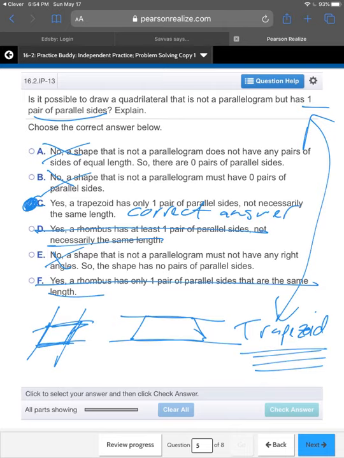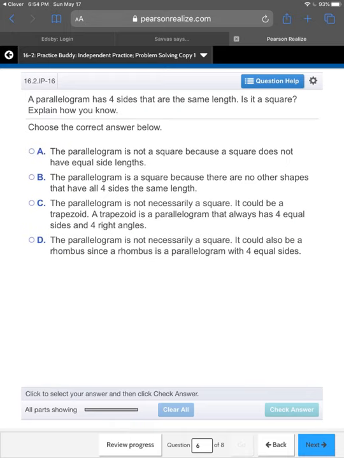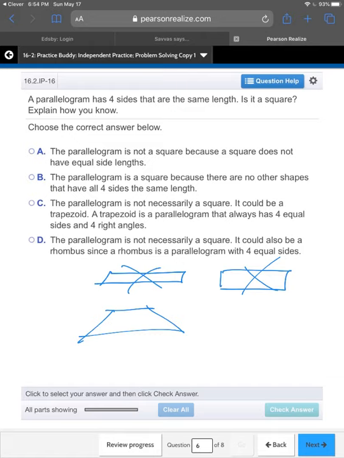Okay, so if you're watching my video so far, you should have all of them correct. And number 6: a parallelogram has 4 sides that are the same length. Is it a square? Okay, so let's think about all the shapes that have 4 equal sides. If I have a regular parallelogram, nope. If I have a rectangle, nope. If I have a trapezoid, first of all, a trapezoid is not a parallelogram, so no. If I have a square, well, a square does check the box.